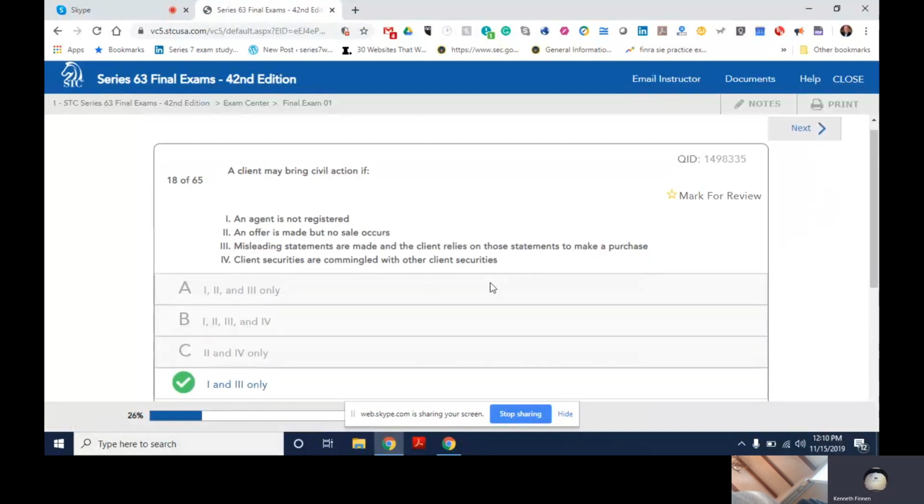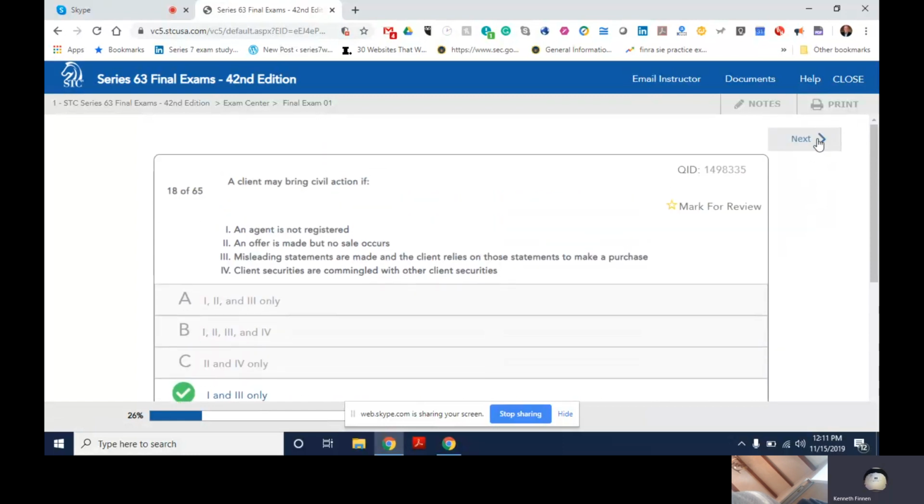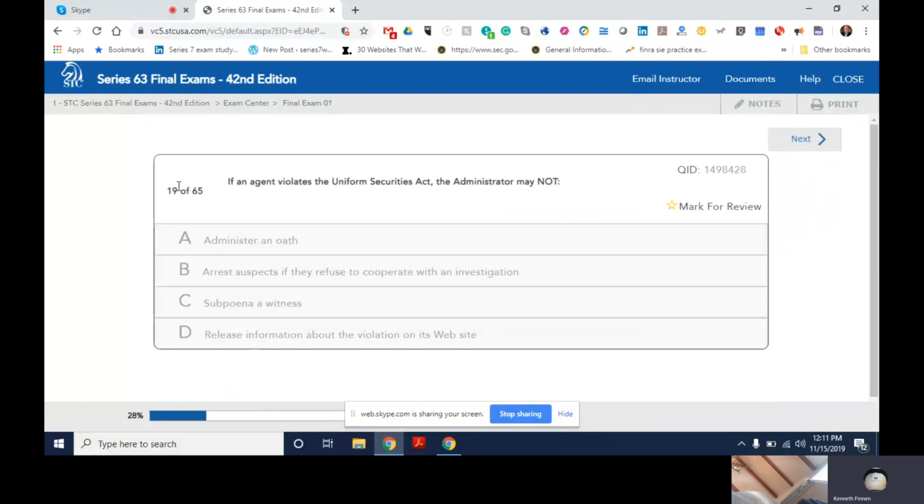Watch, I'll be wrong on this because I'm missing something, but there it is. So again, agent's not registered. Yeah, you do something and the agent's not registered, you can sue. And if you have any misleading statements that he did it on. If you don't have both an offer and a sale, there's no violation because nothing happened. And client securities can be commingled with other clients. They cannot be commingled with broker-dealers and agents.